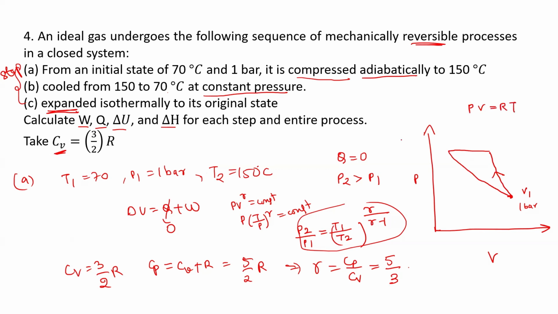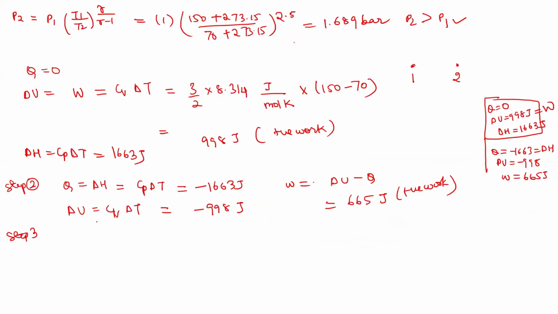And finally, it's brought to the original state by expansion. Expansion means the pressure is decreased, or you can also understand it as the volume is expanded, right? So this is an expansion process, and this is done isothermally. So here delta T is 0, in the first step Q was 0, and in the second delta P was 0. Now coming to step 3, delta T is 0.